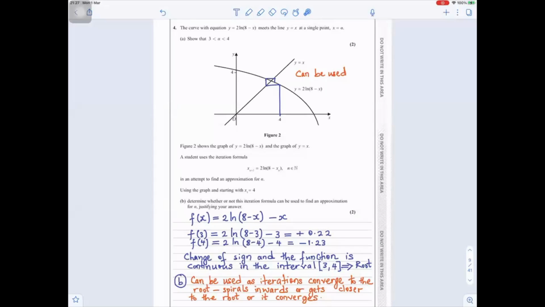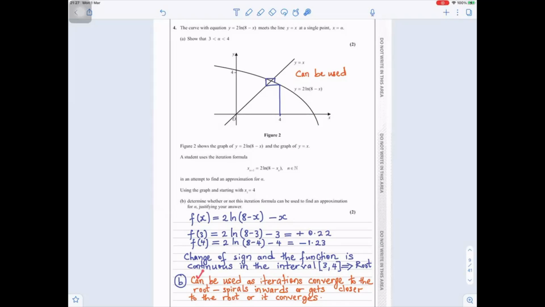For part B, a student uses the iteration formula. It says determine whether or not the iteration formula can be used to find an approximation. When it can find an approximation, it keeps moving closer to one answer. You can see if you start at 4, you go to the curve, back to y equals x, back to the curve, back to y equals x, back to the curve. You can see it is spiraling inwards and getting closer and closer to the answer.